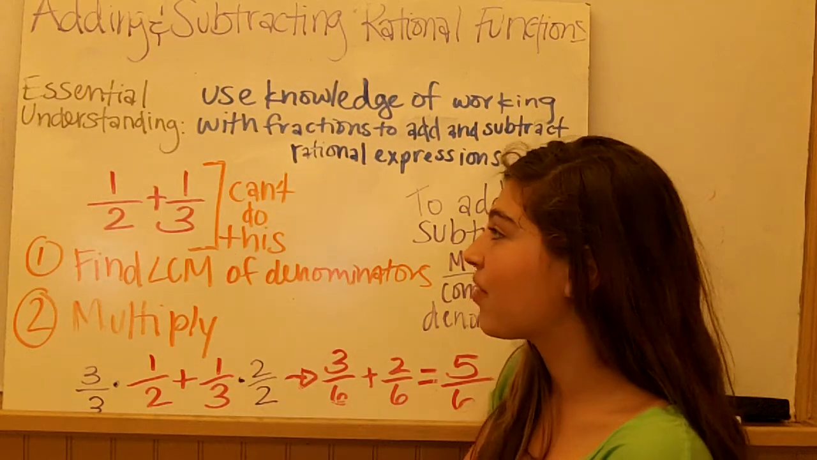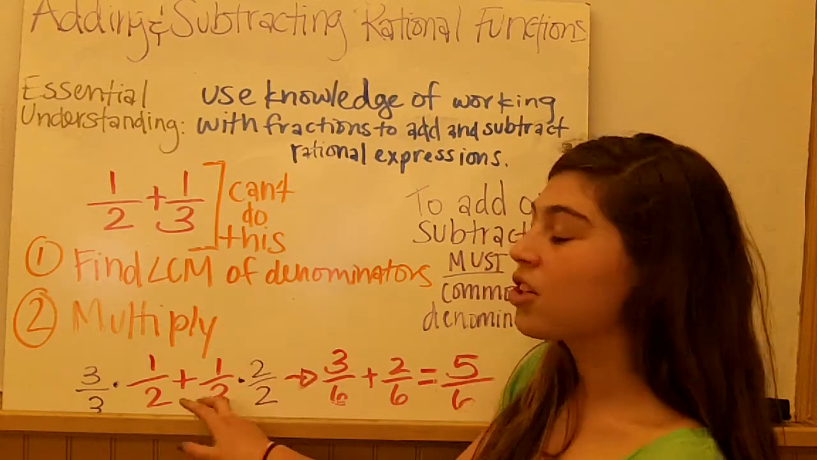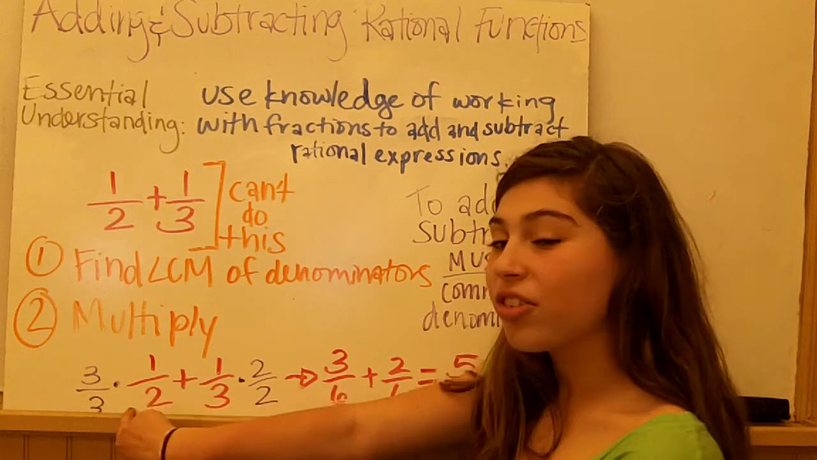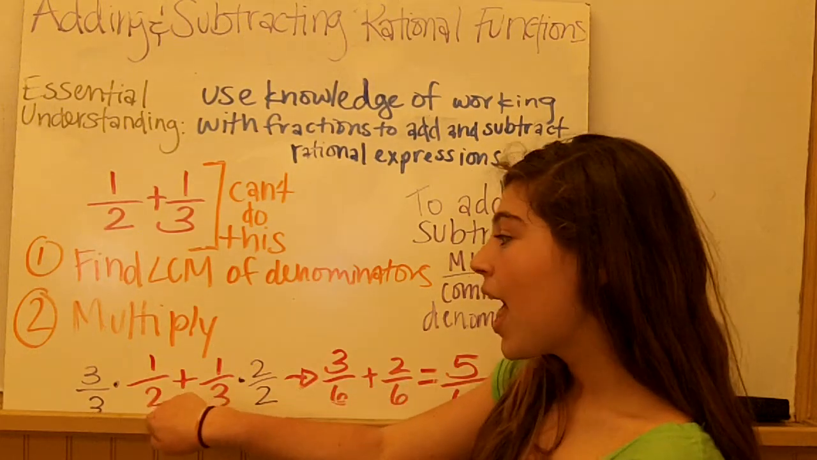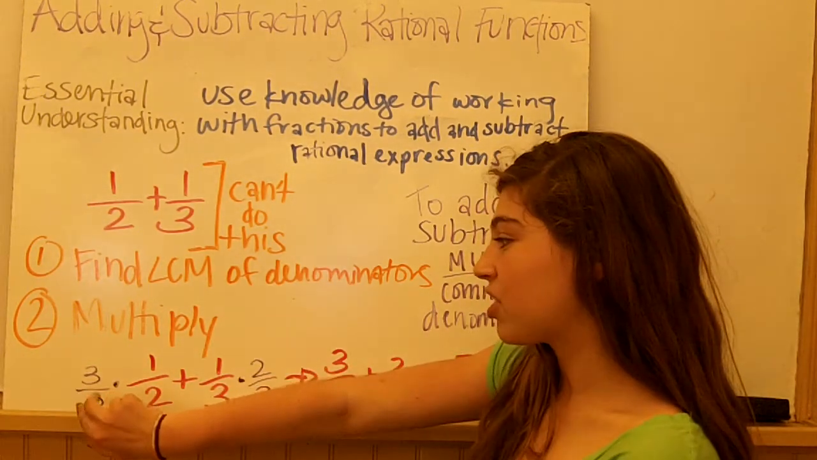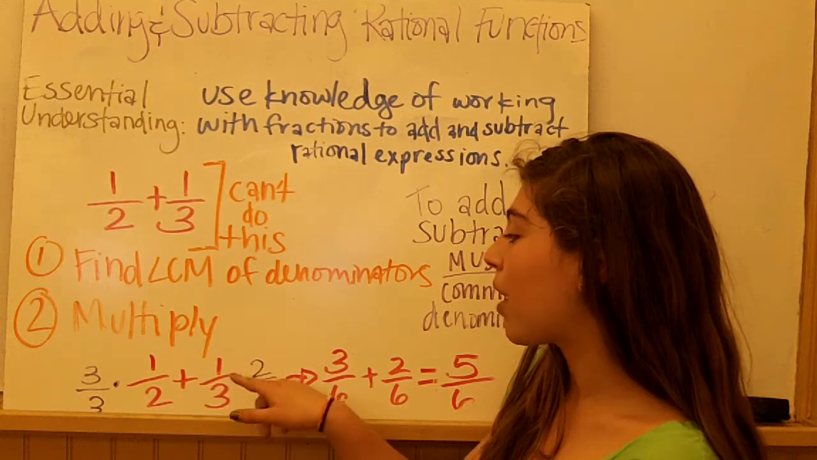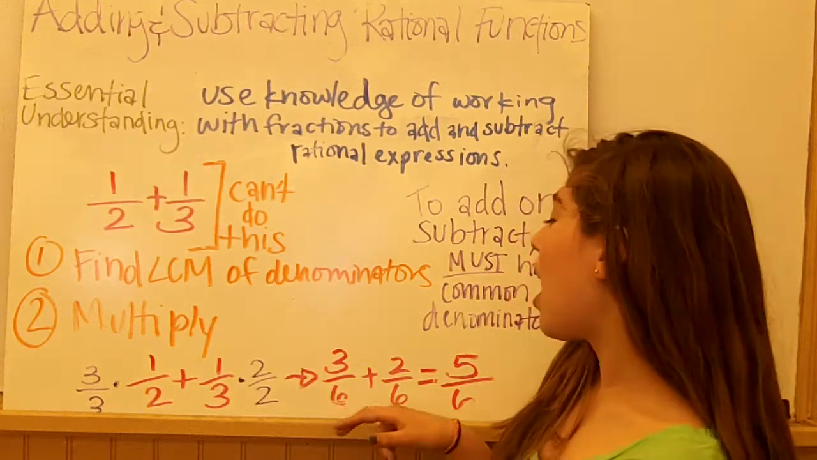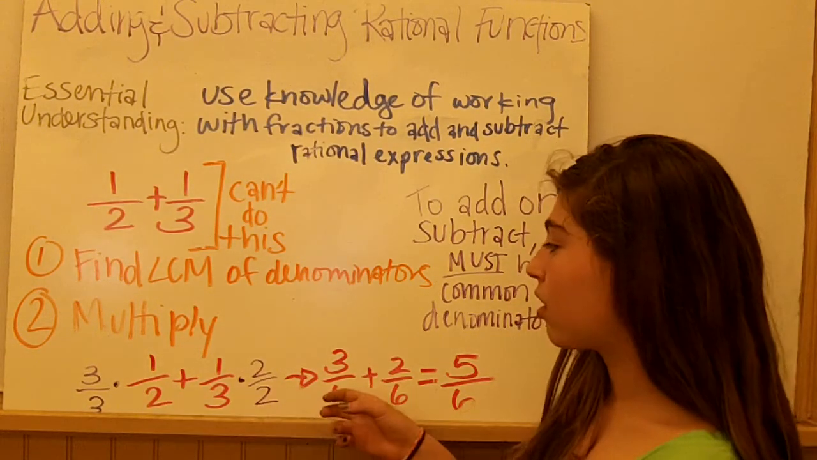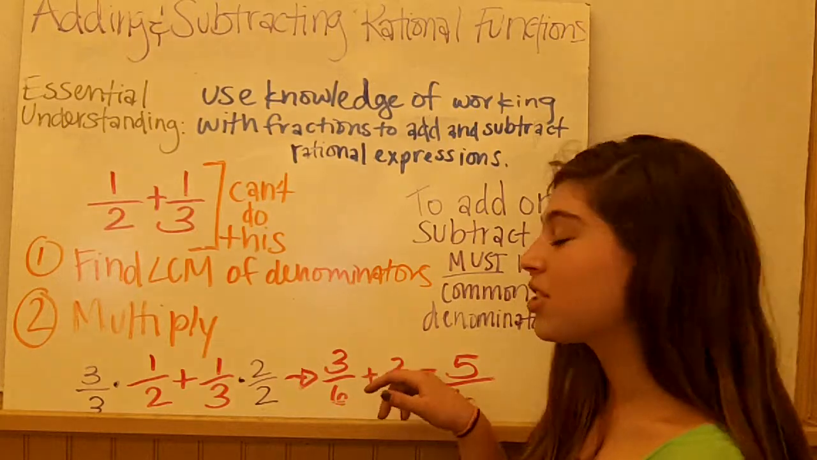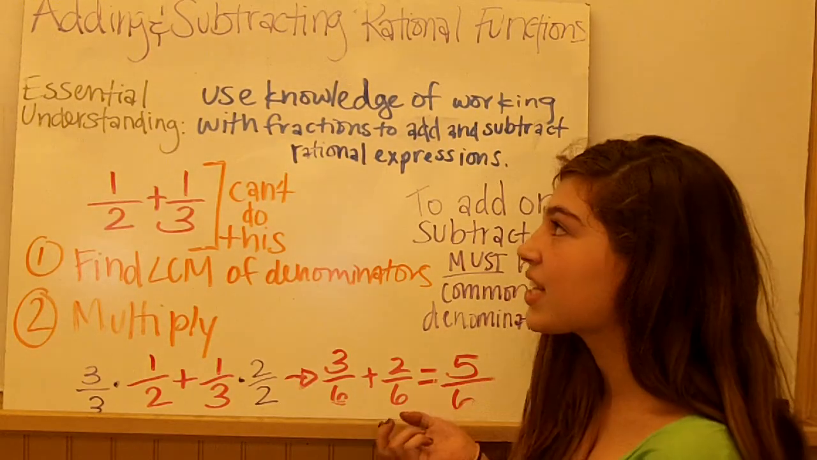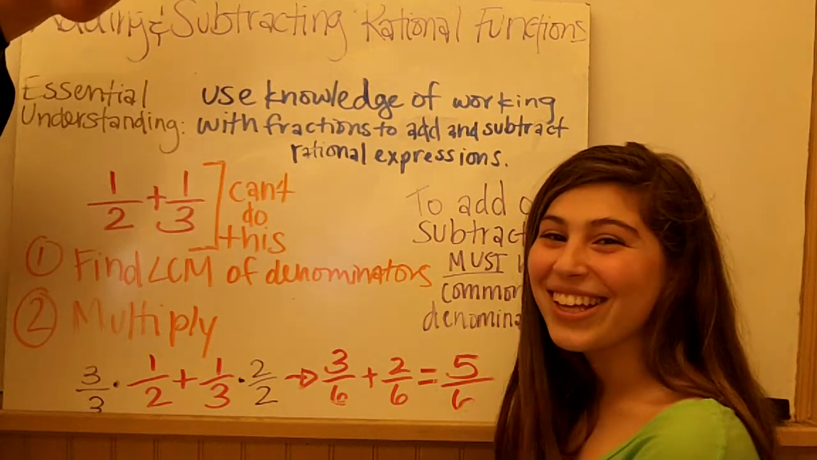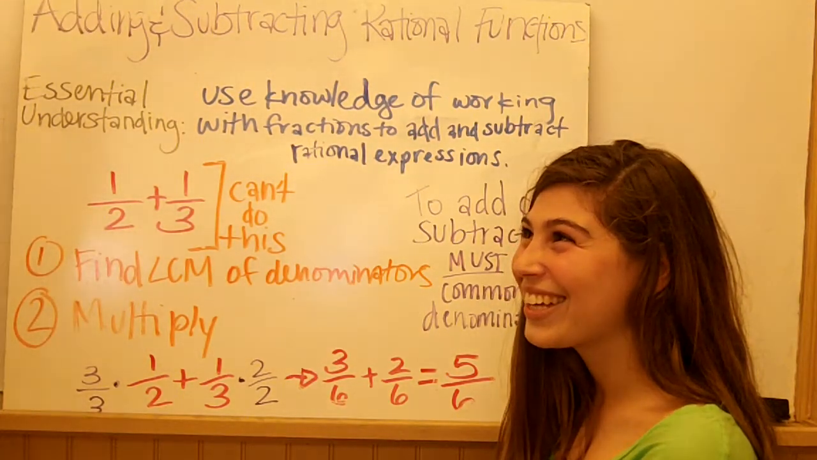and finally simplify. We have the original problem, 1/2 plus 1/3, and we multiply the 1/2 by 3/3 so that the denominator is 6, and then we multiply 1/3 by 2/2 so that this denominator also equals 6. This comes to 3/6 plus 2/6, which equals 5/6, and that is how that works. Helpful hint: to find the least common multiple, make sure you multiply the denominators.